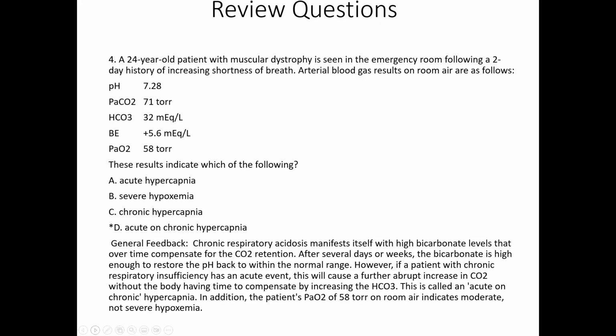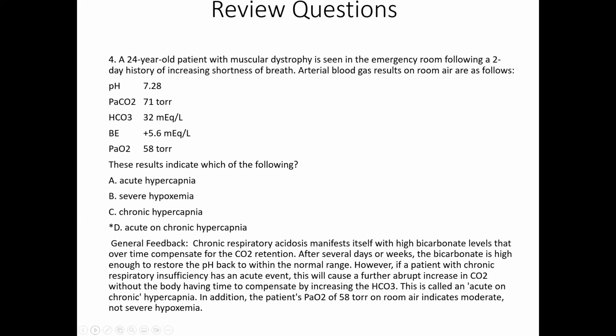24-year-old patient with muscular dystrophy is seen in the emergency room following a 2-day history of shortness of breath. Arterial blood gas results are as follows. Acidotic, so certainly a respiratory acidosis, PCO2 71. Bicarb's 32, so there's a partial compensatory mechanism. So it's probably like acute on top of chronic. Base excess is 5 and change. PaO2 is 58.